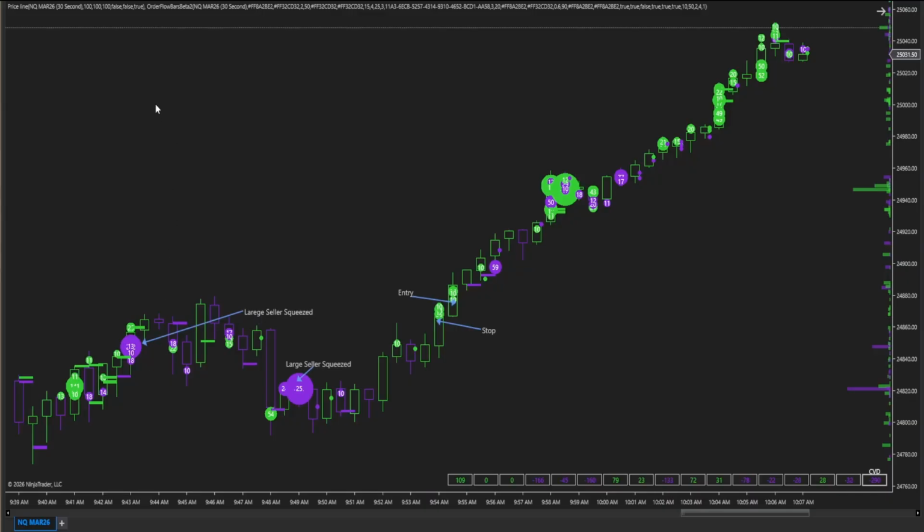But let's go over this. This is a 30-second chart, okay? I switched to a 30-second because on the 1 minute we were chopping around, so I wanted to switch to a 30-second. And that's what this is. And as you can see here, we had a large seller squeezed. Right there was a large seller.